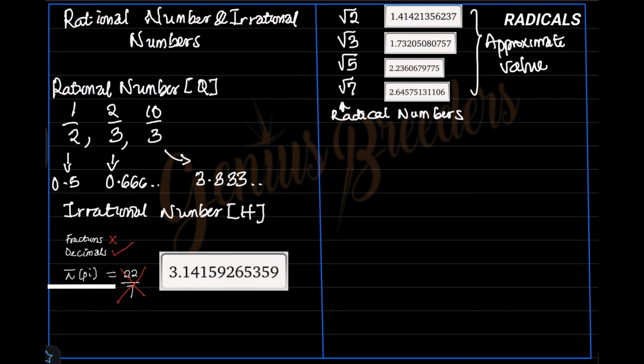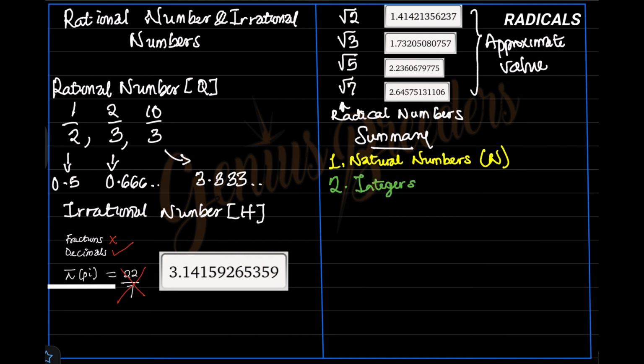Radical numbers are very, very important in mathematics, and a video on how they are used in calculations will be made soon. Please watch out for it. So, as a summary, we've learned about 4 different kinds of numbers. We've learned about natural numbers denoted by N. We've also learned about integers denoted by Z. We've learned about rational numbers denoted by Q, and irrational numbers denoted by H.